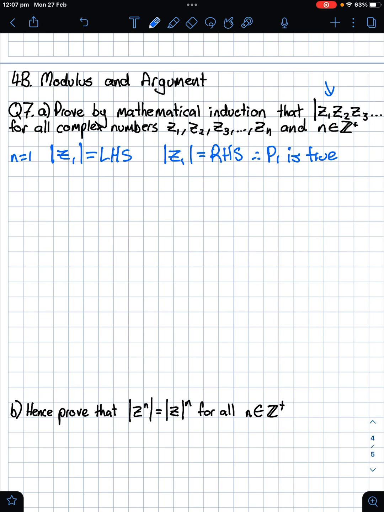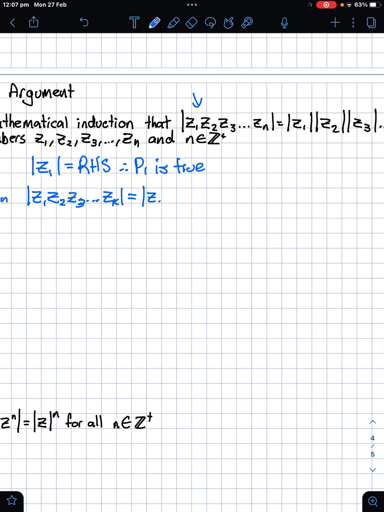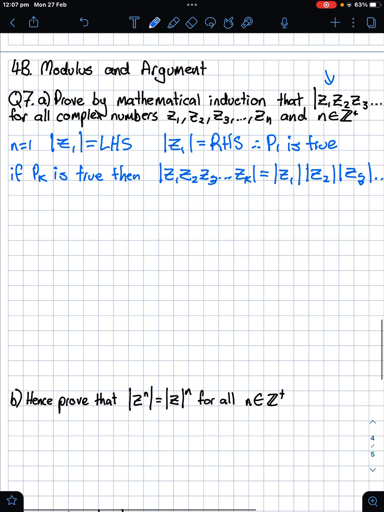So our next step is if Pk is true, then we would have the modulus of Z1, Z2, Z3, the product all the way through to Zk will equal the modulus of Z1, the modulus of Z2, the modulus of Z3, all the way through to Zk, split into individual moduluses. So now we go to n equals k plus 1.